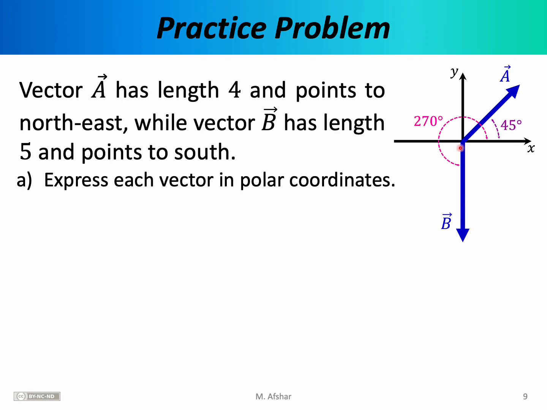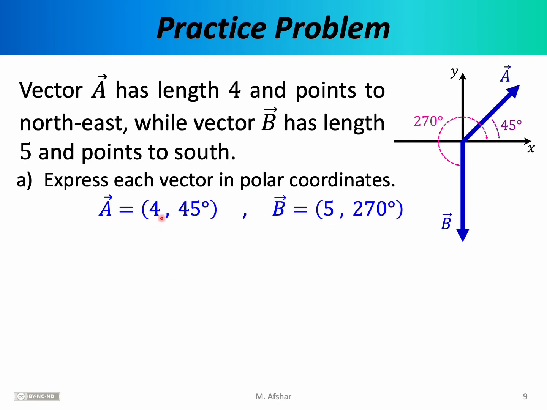In this case, vector A has a length of 4 and points to the northeast. That basically means halfway between the positive x-axis and the positive y-axis. Vector B has a length of 5 and points to south. That means that it basically points along the negative y direction at an angle of 270 degrees, although you can describe this same angle as minus 90 degrees. Once you have a nice picture like this for yourself, it should be pretty easy to write down the polar coordinates or the polar representation of these vectors.